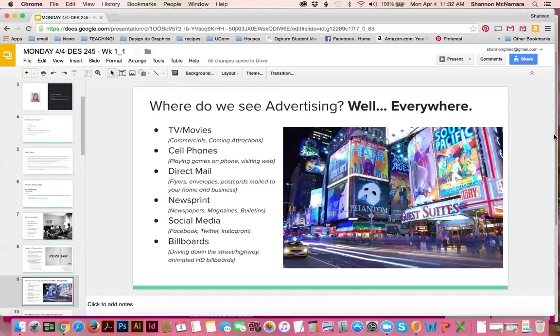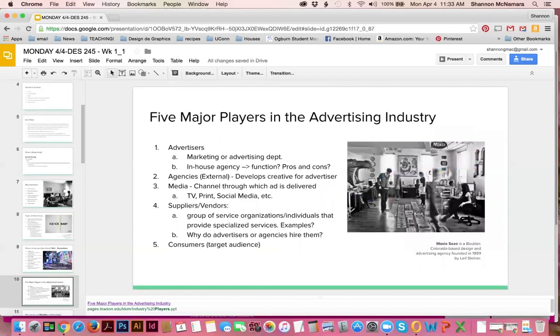And then we also see billboards just driving down the highway or the street. Billboards used to be one standalone image. However, there are those animated HD billboards now that we even see. So, advertising is everywhere. If you look at anything, even going out to eat, your placemat has advertising on it. If there's space to be sold, it will be sold.